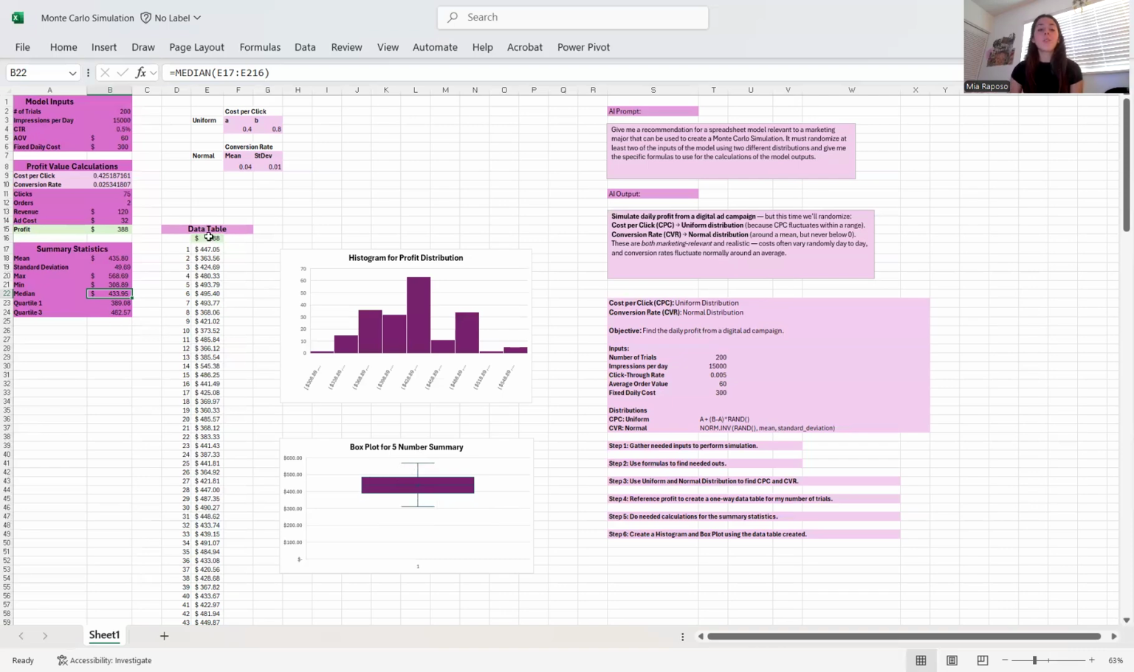I also used my whole data table to get a histogram for profit distribution. That basically shows what my highest number ranges were, where most of my numbers fell. As you can see here, it fell into this value mostly. And yes, that's about it.